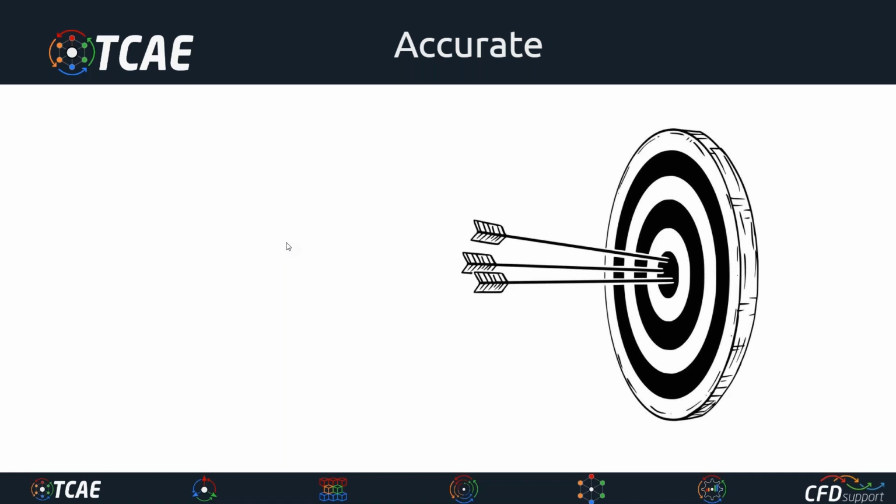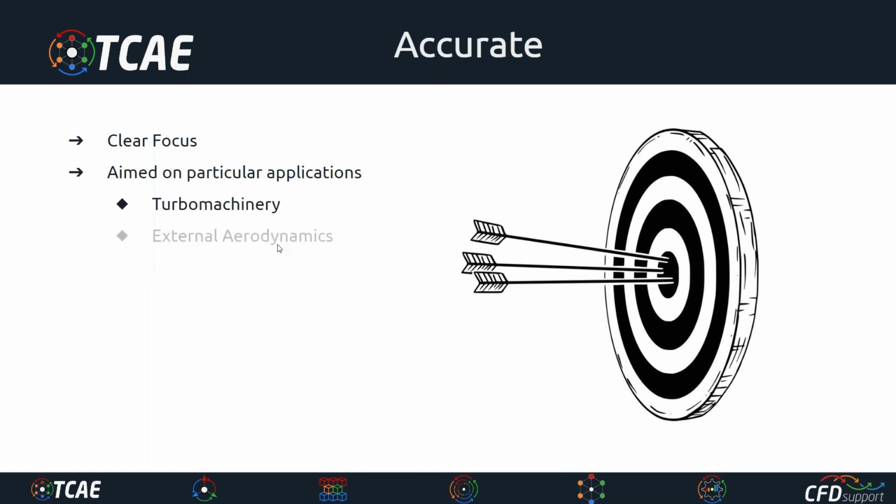TCAE is accurate. It's definitely very accurate because it has a clear focus and purpose. It's aimed especially at turbomachinery applications, and later it was extended to external aerodynamics. It's definitely not a general purpose code. It's aimed at accuracy, and we are ready to prove it. Over time, we made a lot of benchmarks, and some of them are available for public presentation. So we are ready to show it.